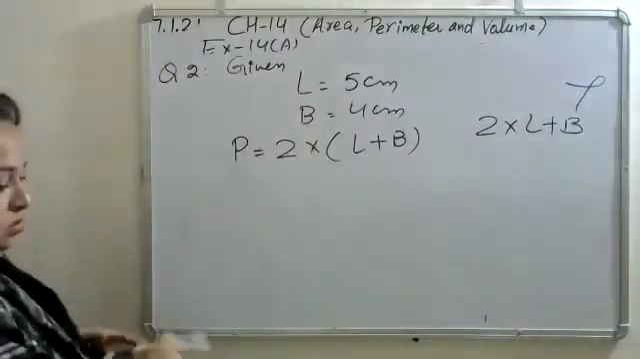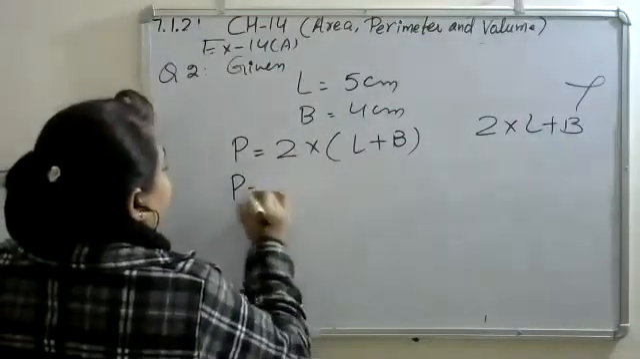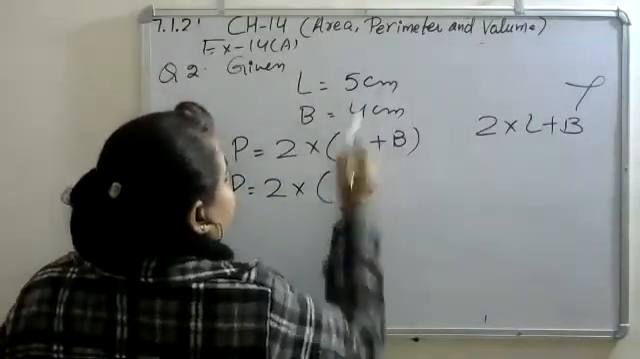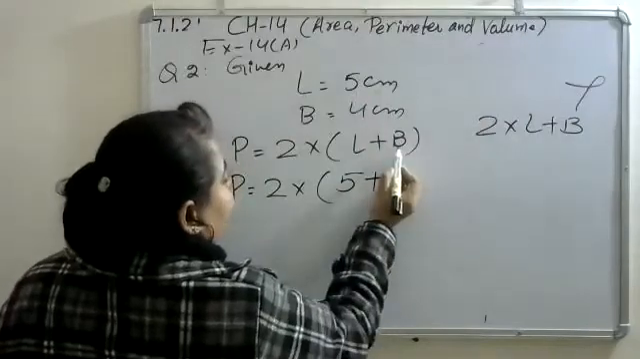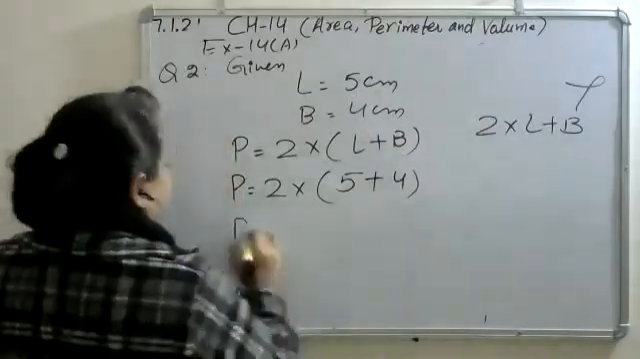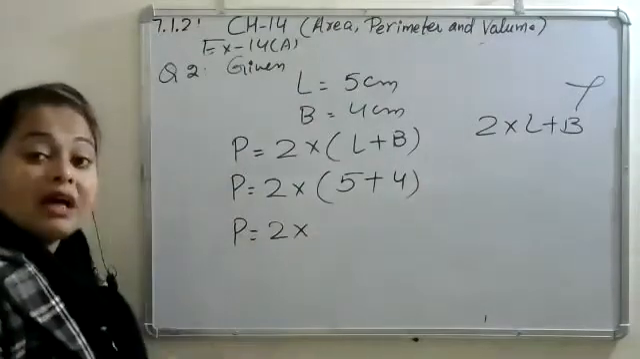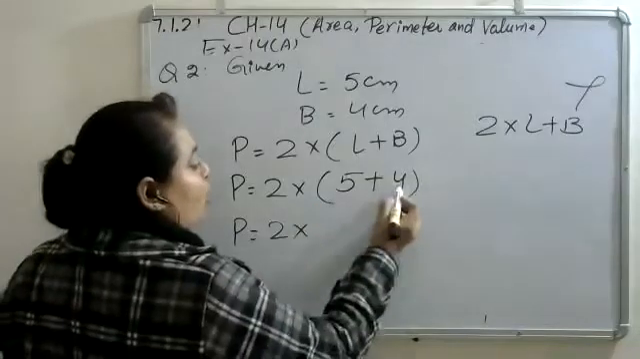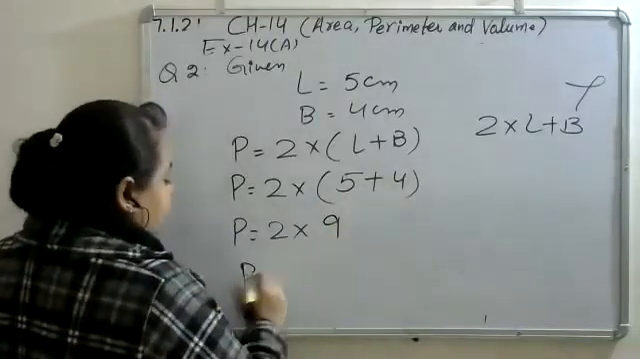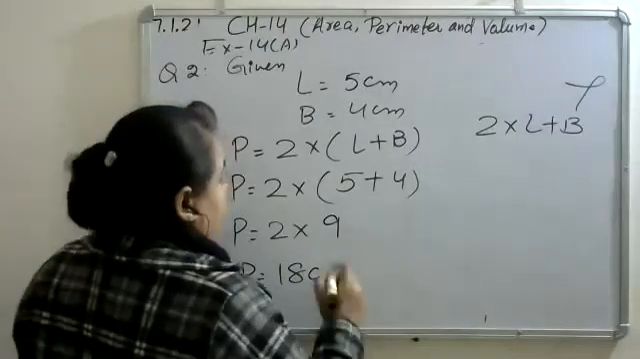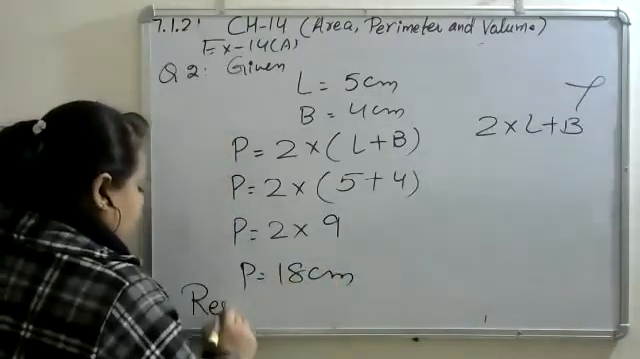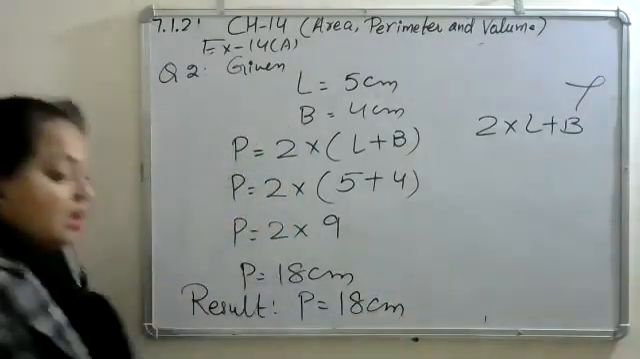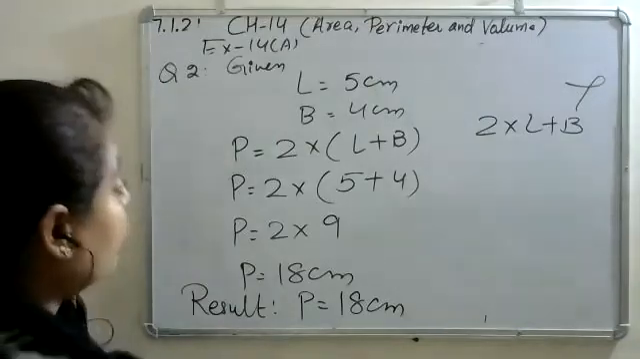Fine. So now put the values. Perimeter is 2 multiplied by, what is length? Length is 5. What is breadth? Breadth is 4. First of all, you will solve the bracket according to the BODMAS rule. So 5 plus 4 will give you 9 and this will give you 18 centimeter. So in the result, you will write perimeter is equal to 18 centimeter.